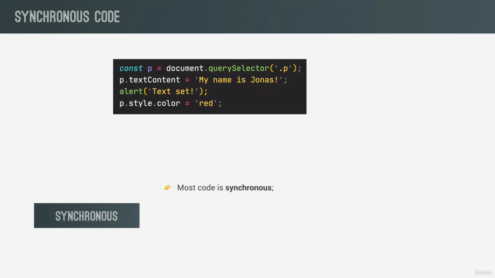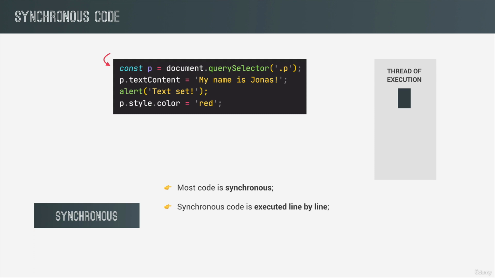So most of the code that we've been writing so far in the course has been synchronous code. And synchronous simply means that the code is executed line by line in the exact order of execution that we defined in our code, just like in this small example. So as the first line of code is reached in the execution, it is simply executed in the execution thread. Now don't worry about this execution thread.